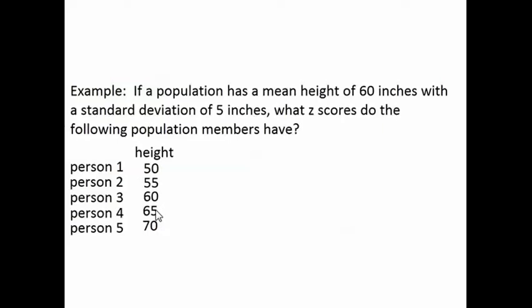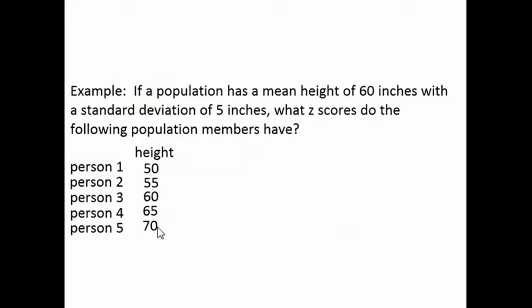This person who has a height of 65 inches is 5 inches above the mean of 60. So to find this person's z-score, we need to start at the mean of 60 and go up by 5s until we reach this person's height of 65. So if you start at 60 and you go up by 5 one time, you get to 65. So this person is 1 standard deviation above the mean, so this person has a z-score of +1.